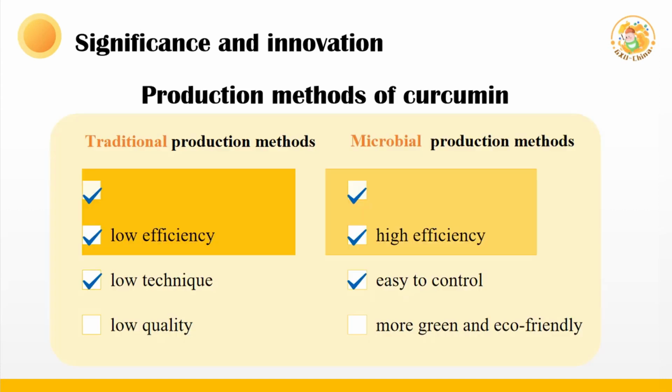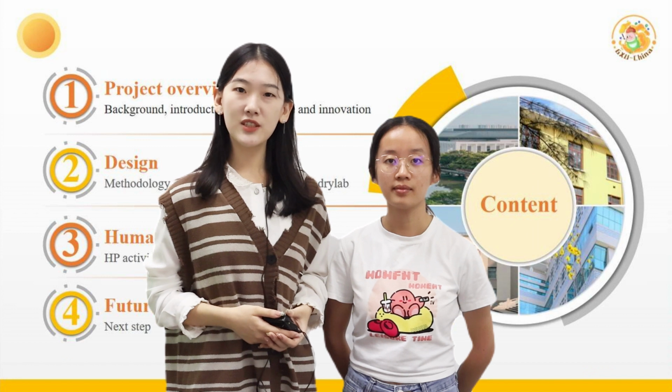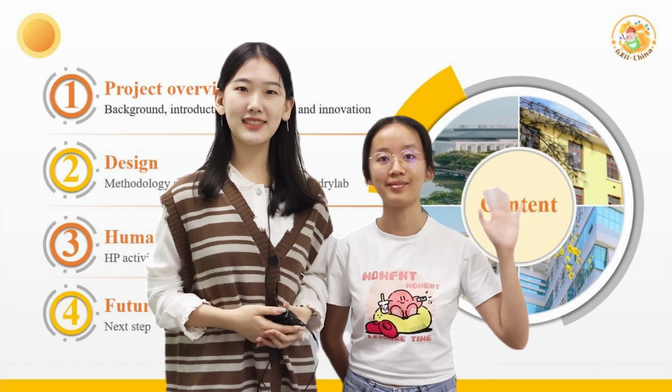But the method of extracting curcumin from plants is squeezing and dissolving, which consumes a lot of energy, and the output is far from meeting the market demand. So we imagine using Escherichia coli to produce curcumin. Compared with traditional production methods, this is a more efficient, eco-friendly, and controllable way. Next, let my partner introduce our work of experiment.